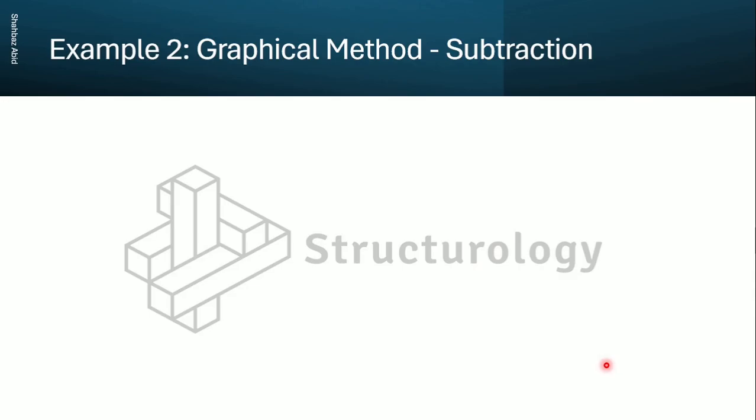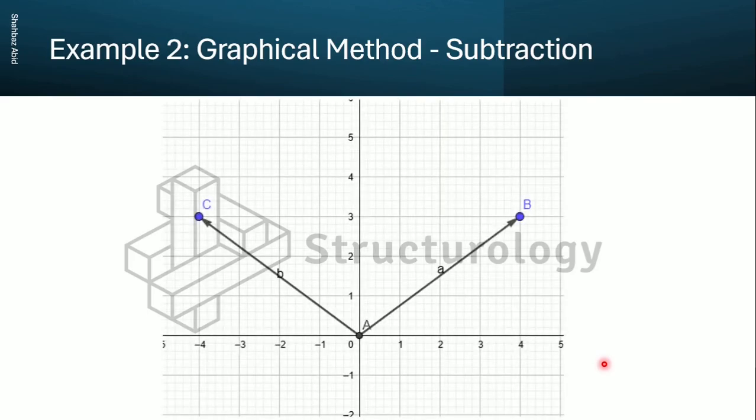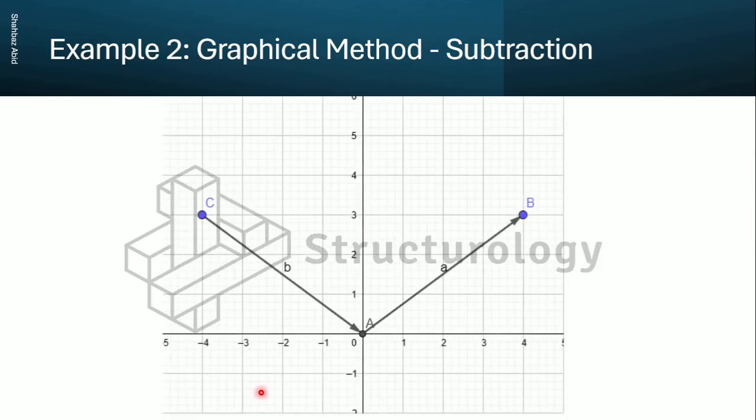Let us see example 2 in which I am going to use the graphical method for subtraction of vectors. Let's say we have vector A in the first quadrant and vector B in the second quadrant, and I need to find A minus B. The very first thing we have to do is change the direction of vector B, because it is actually A minus B. So the minus is going to change the direction of vector B, and after that it's going to be the exact same steps as vector addition.